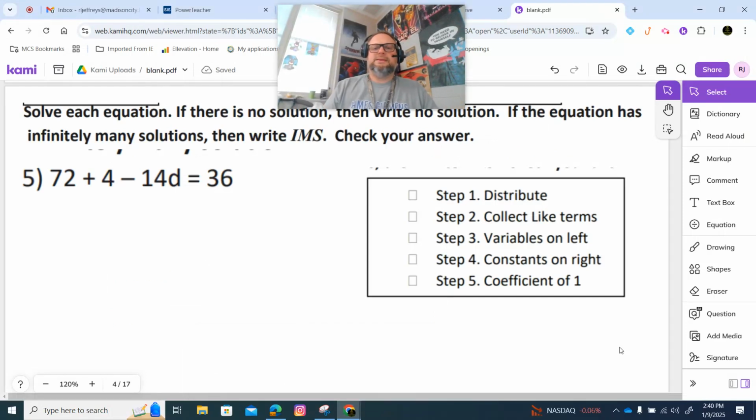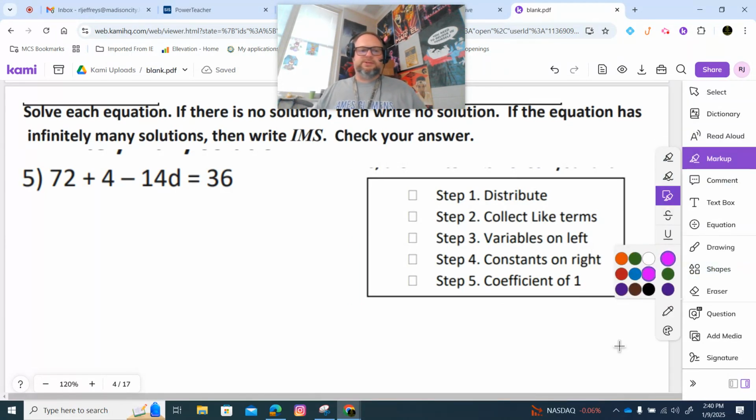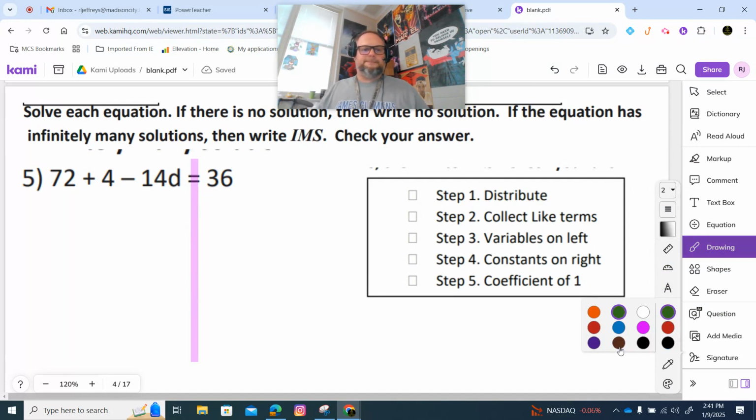All right. Now, of course, I can kind of cheat because Tony Stark hasn't made us our right on stuff yet. But do we need to distribute? Nope. Collect like terms. All right. So I drew my line. 36 is only the lonely. These two go together.